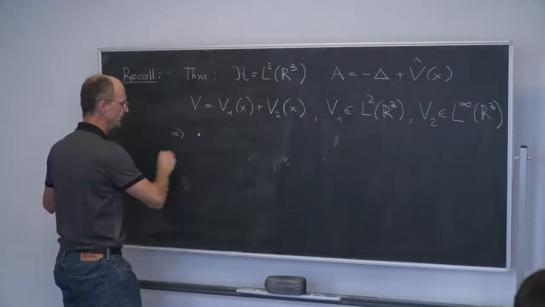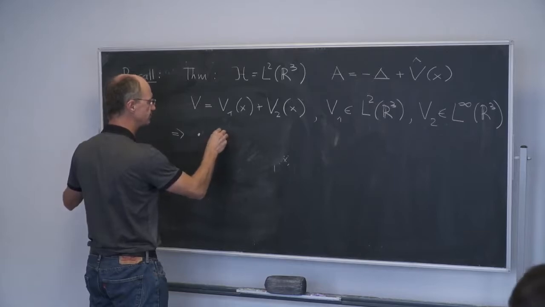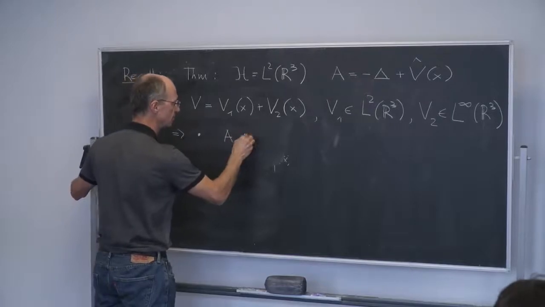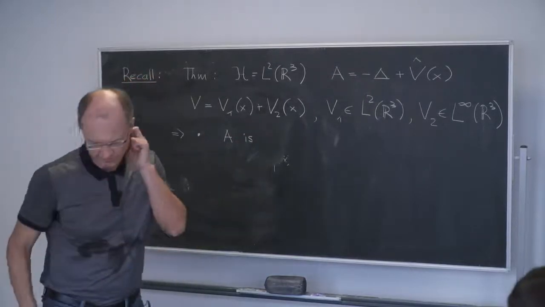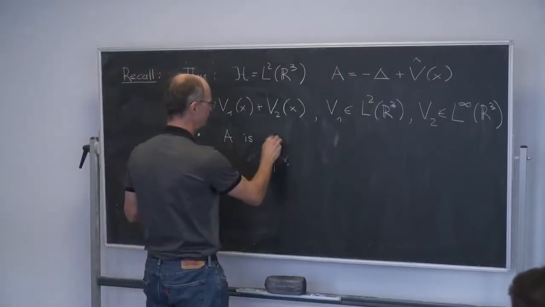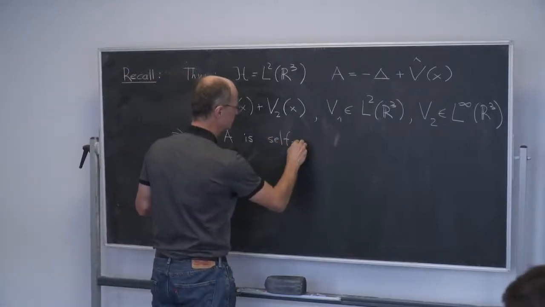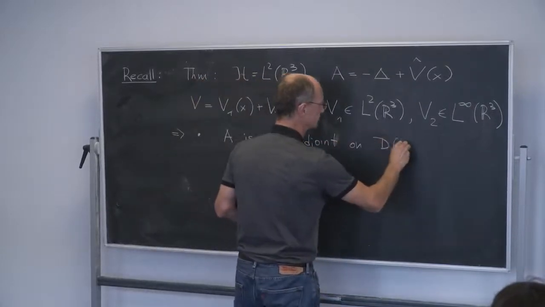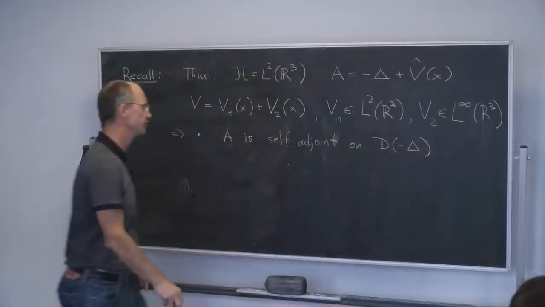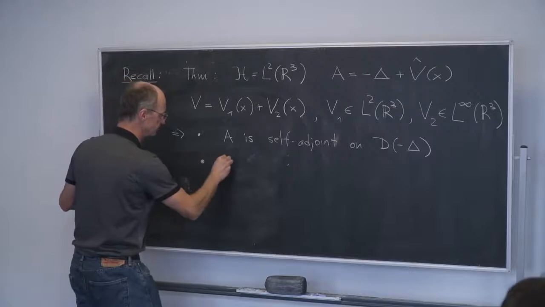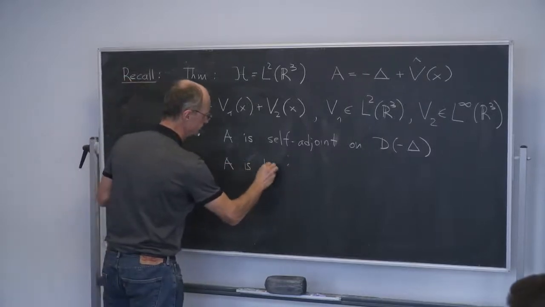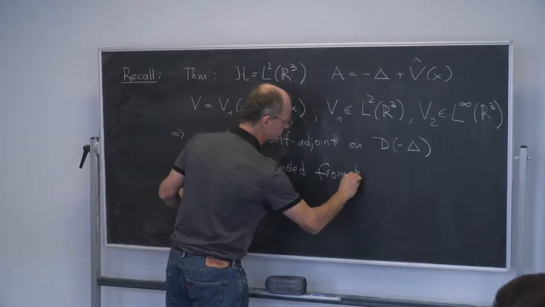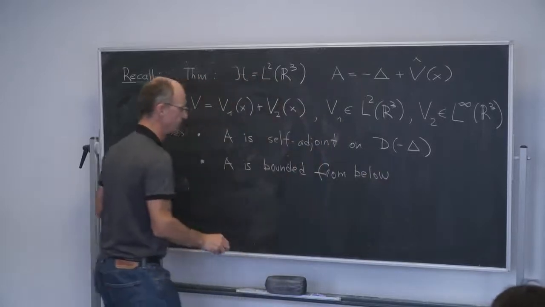And then there are two conclusions. So one, this depends now on the domain of definition. So A is self-adjoint on the domain of the Laplacian. And A is bounded from below.